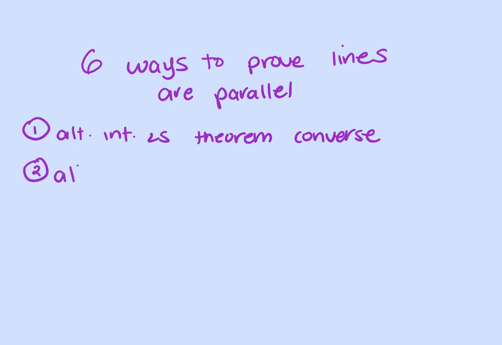Then we had alternate exterior angles, theorem, converse. And that says what? Jonathan. Two alternate exterior angles are congruent, then their two lines are parallel. Good. If alternate exterior angles are congruent, then the lines are parallel.